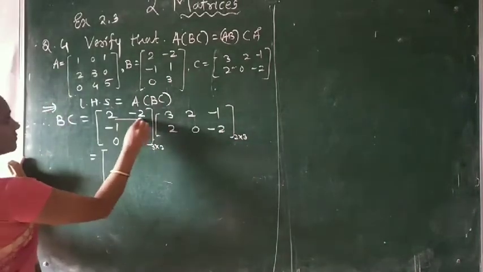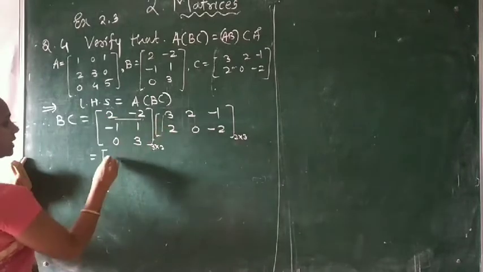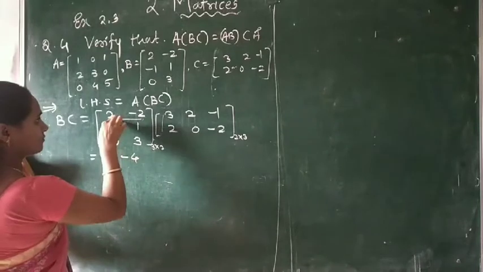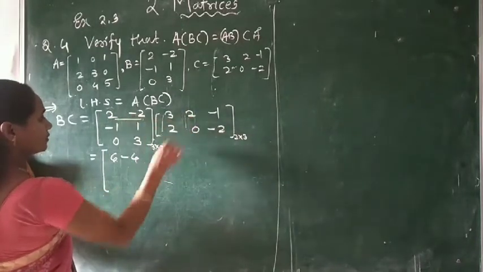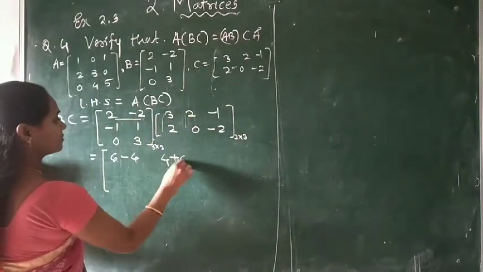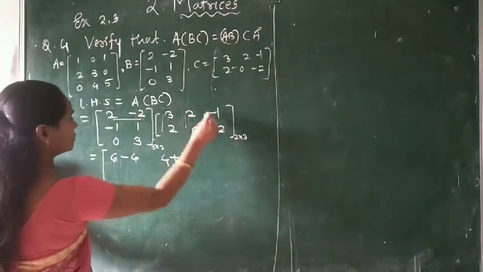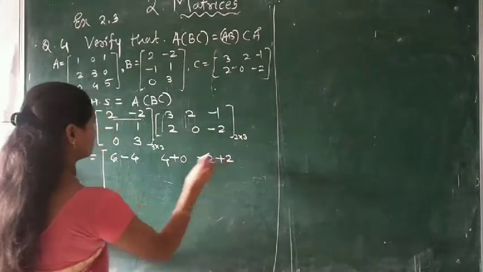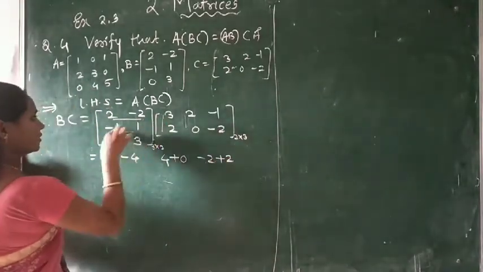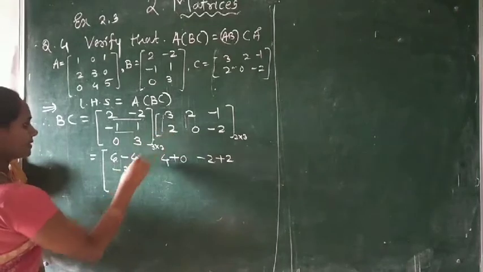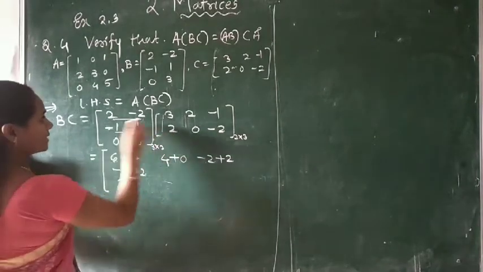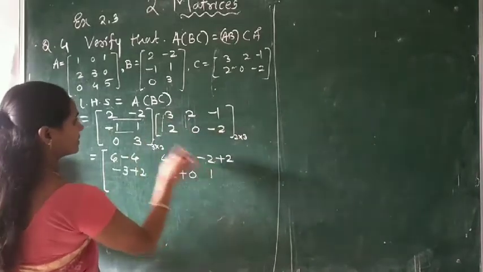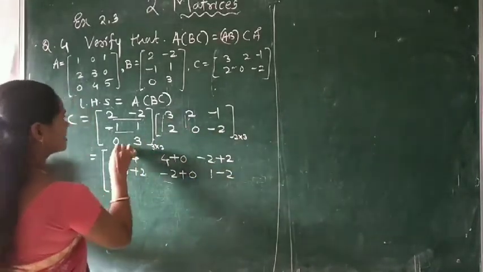So take the product: first row, first column. 2 into 3, 6. Minus 2 into 2, that is minus 4. Now first row, second column. 2 into 2, 4. Minus 2 into 0, 0. Next third column. 2 into minus 1, minus 2, and minus 2 plus 2. Next second row, first column. Minus 1 into 3, minus 3. Plus 2 into 1, 2. Minus 1 into 2, minus 2 plus 0. Minus 1 into minus 1, 1. Minus 2. Next third row, first column.